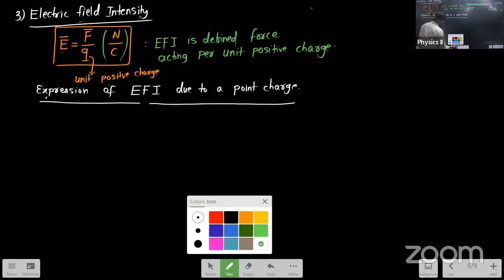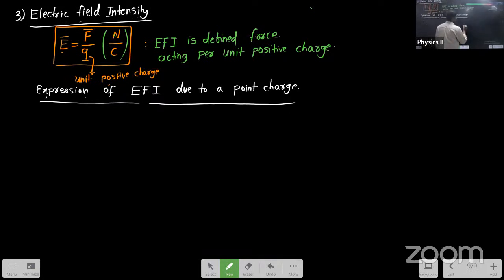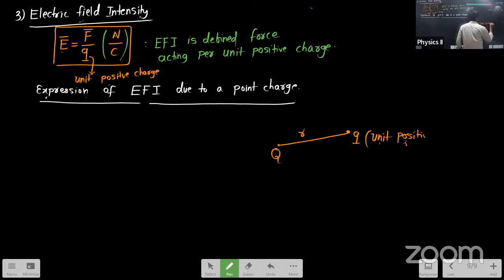See here. Consider there is one charge Q at some distance R. At some distance R, I have brought one unit positive charge. What does this q represent? This q represents unit positive charge. Both of them are separated by distance R. So what are you supposed to write here? You are supposed to write in English: let us consider charge Q, which is placed at a distance of R from a unit positive charge. This represents unit positive charge.